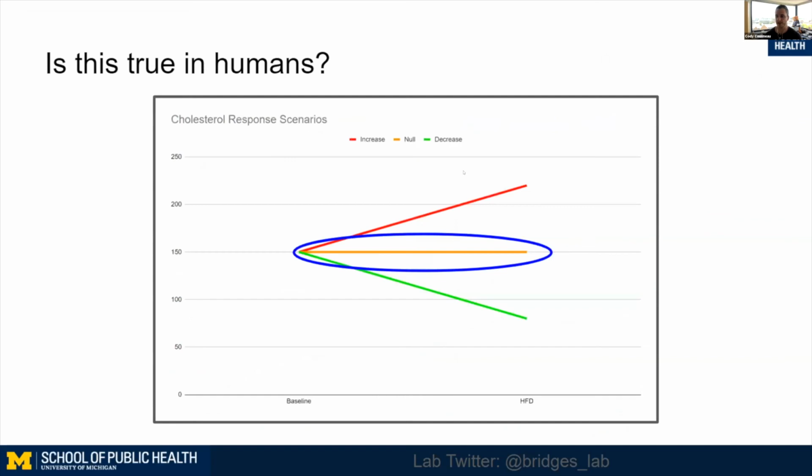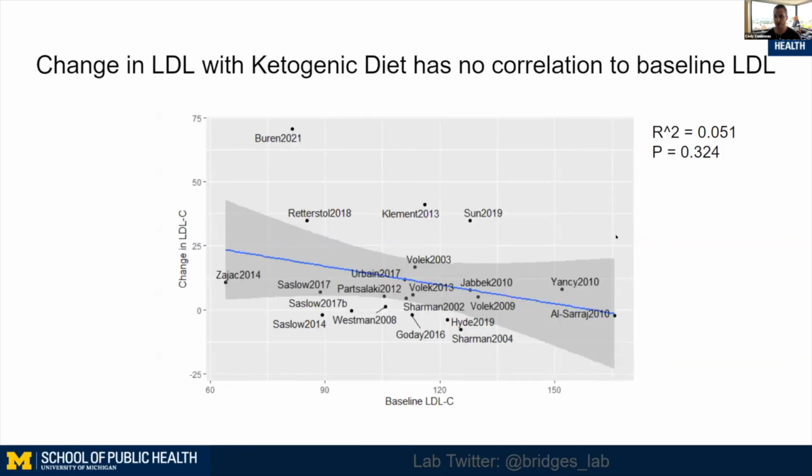And so then we decided to take this one step further and ask this question of our meta-analysis of human individuals on a ketogenic diet. So far, the data that I've shown you argues that this middle scenario is the truer scenario. So after looking at our available data, we again saw that now here we have baseline LDL-C on the bottom and the change in LDL-C on the y-axis. And we saw that the change in LDL with the higher fat ketogenic diet had no correlation to baseline LDL, again suggesting that the first scenario in terms of cholesterol response shouldn't be just assumed to be correct every time.